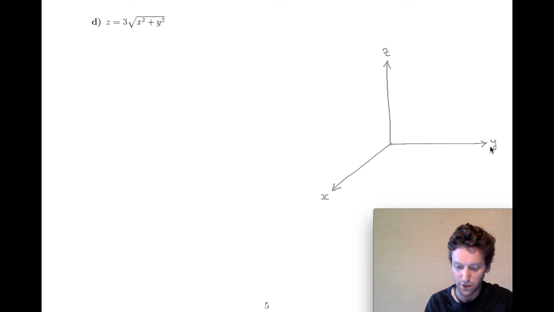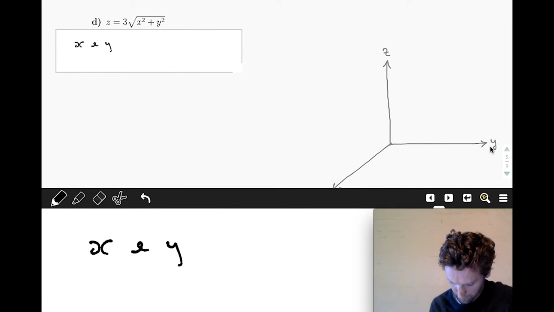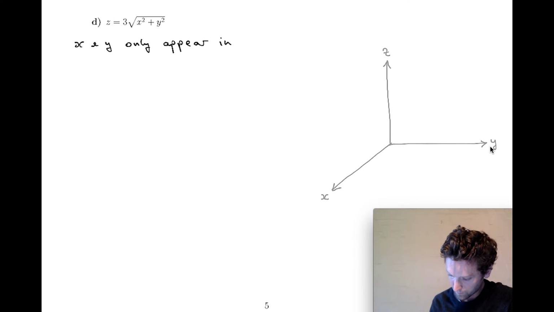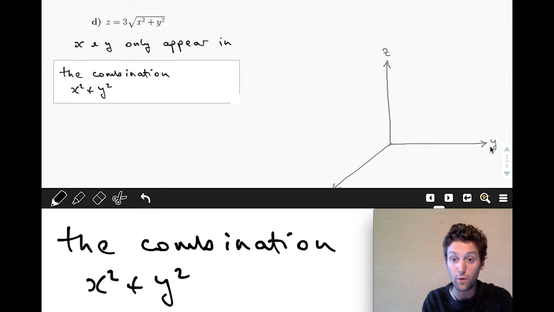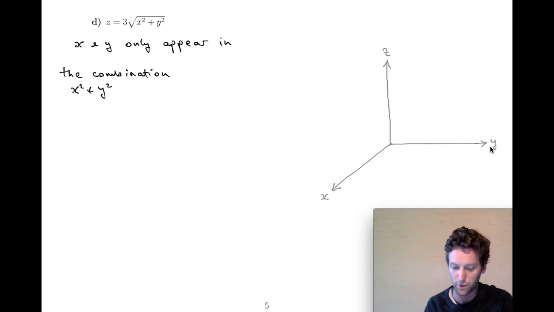Another important rule to remember is if I have a function of the form shown here in example D, z is equal to 3 times the square root of x squared plus y squared. You notice that x and y only appear in the combination x squared plus y squared. And of course, x squared plus y squared, that's the equation for radius or distance. So what that means is that the particular values of x and y don't matter. All that matters is the distance from the origin, or the distance from the z-axis. So what that means is that my function, my surface, is actually going to be a surface of rotation.